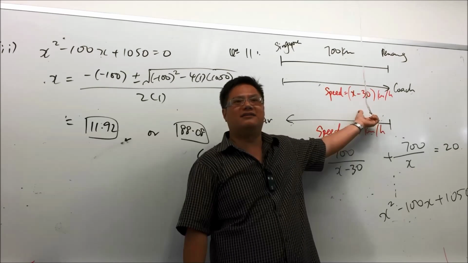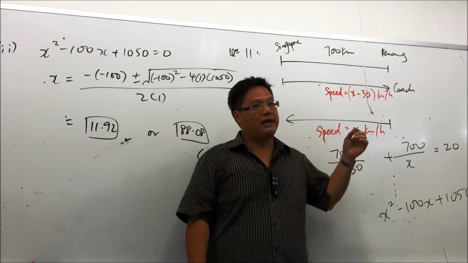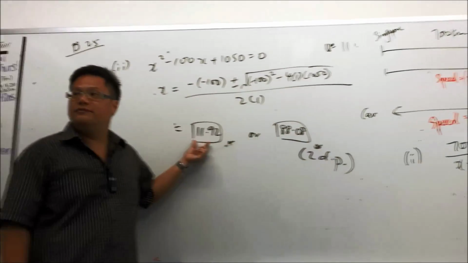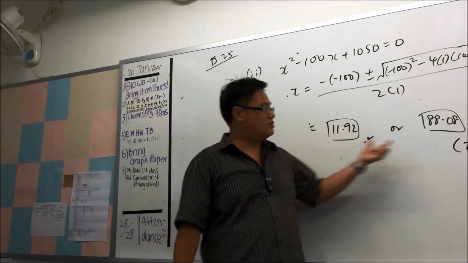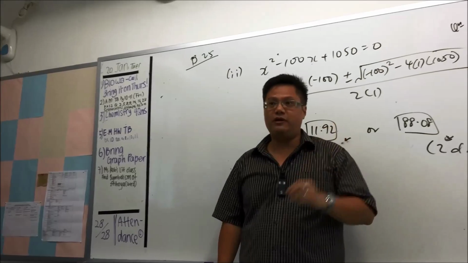Positive or negative value? Can speed be negative? Talk to me. No. So, can the x value be 11.92? No, right? So, it has to be 88.08. Are we clear? Do you know what most students will do at this point?